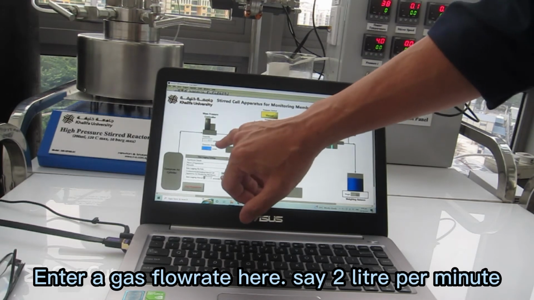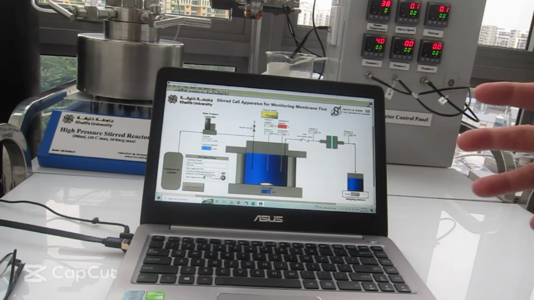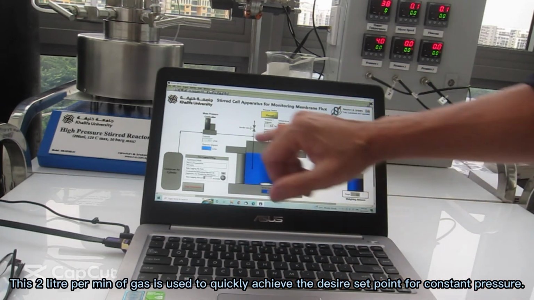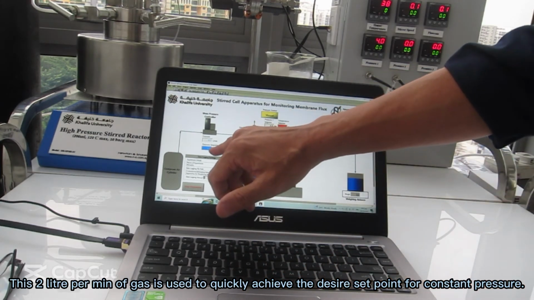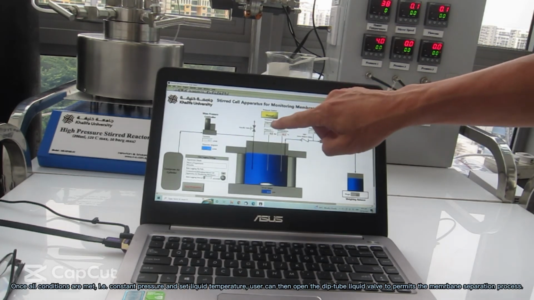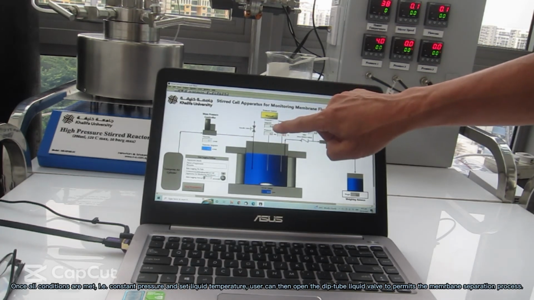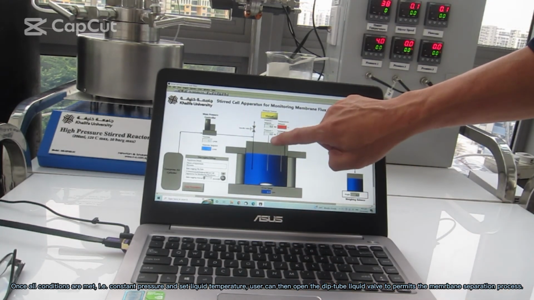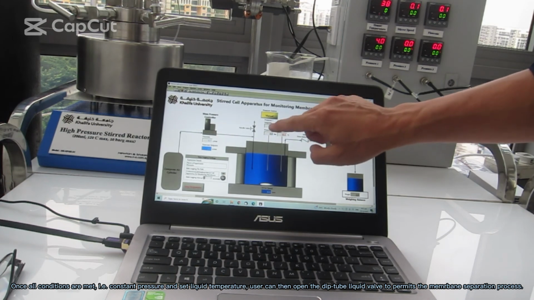Enter a gas flow rate here, say 2 liters per minute. This 2 liters per minute of gas is used to quickly achieve the desired set point for constant pressure. Once all conditions are met, i.e., constant pressure and set liquid temperature, the user can then open the dip tube liquid valve to permit the membrane separation process.